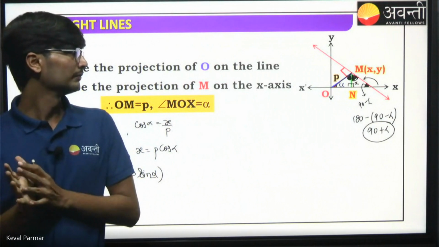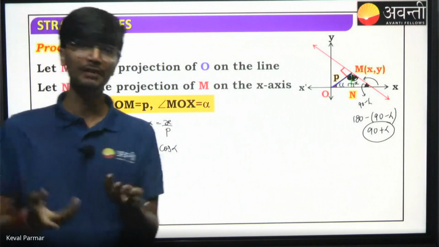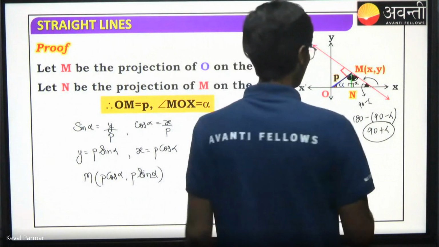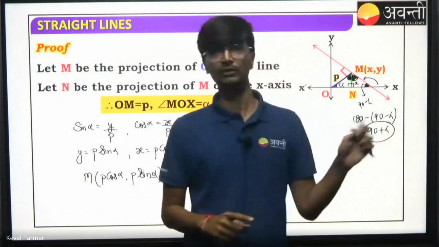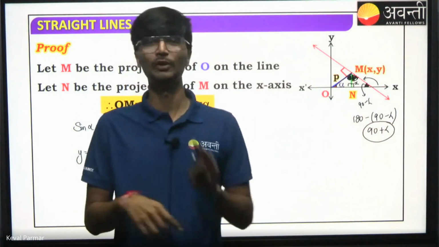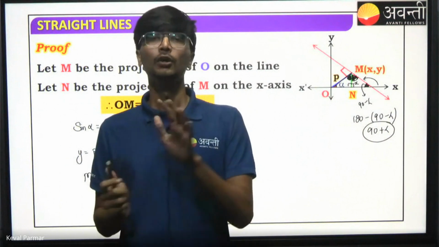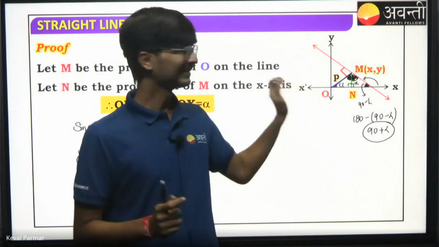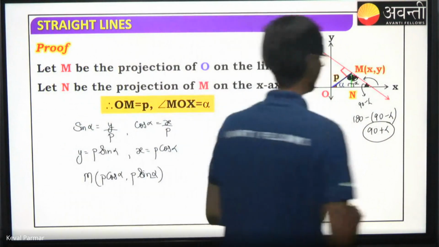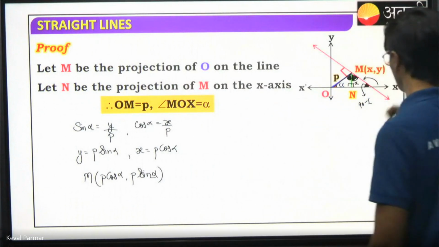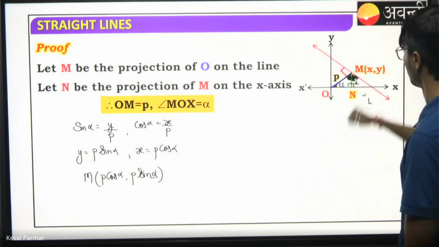Or we can do it in a much simpler way. If this is not clear to you all, this is one way. You should know this because this is basic geometry, and we will use it in many other sums. But still, what I'm trying to say is to get the slope of the line L.